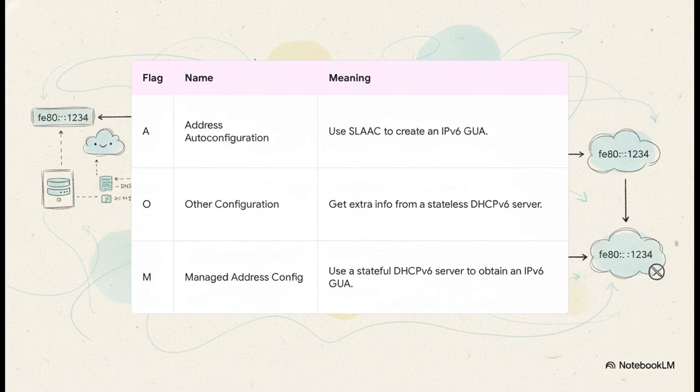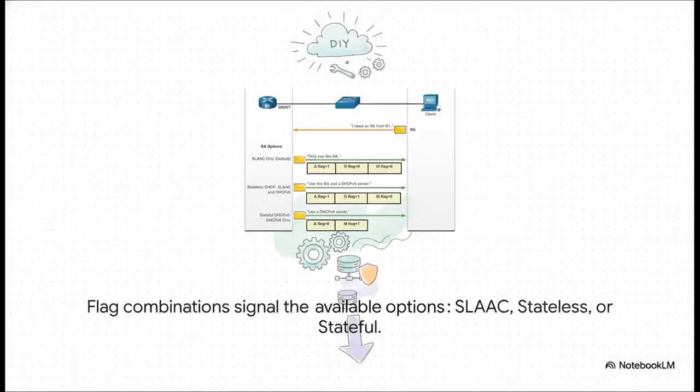And finally, you've got the M flag for Managed. If this flag is on, it's not a suggestion, it's a command. It says, do not create your own address, you must go get one from a stateful DHCPv6 server. This diagram shows exactly how it all works together.